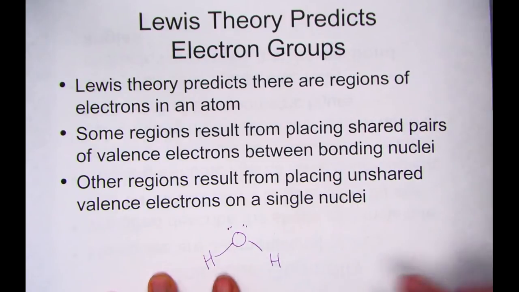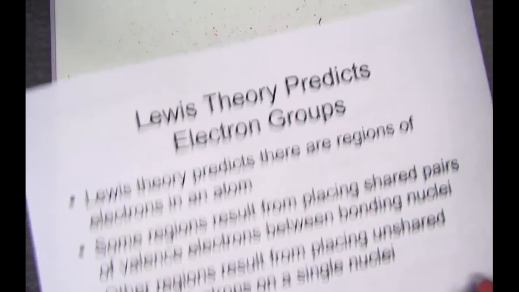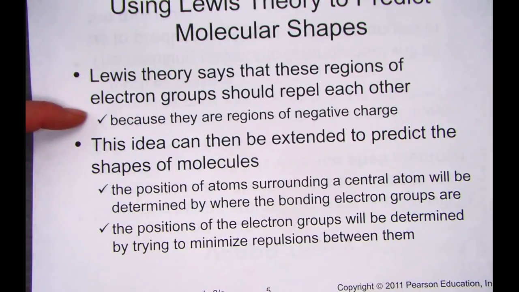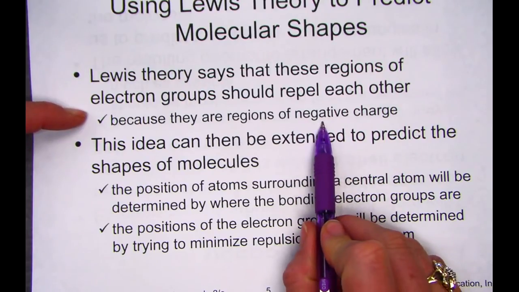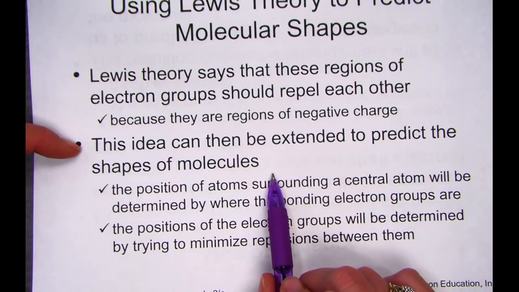And the Lewis dot theory, which really just helps us predict how the atoms bond together, will take a next step in thinking about the shape we're using to draw them. As we think progressively in terms of the Lewis theory, those are the things we need to understand. If I have regions of electron groups, we know that electrons have like charges, they're both negative, so they're going to repel each other. That idea can then be extended to predict the shapes of molecules.